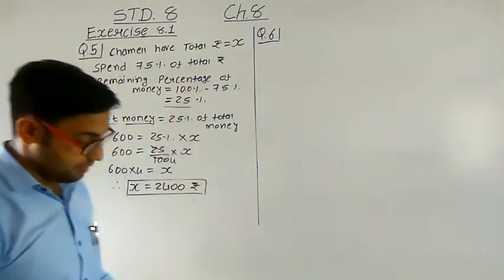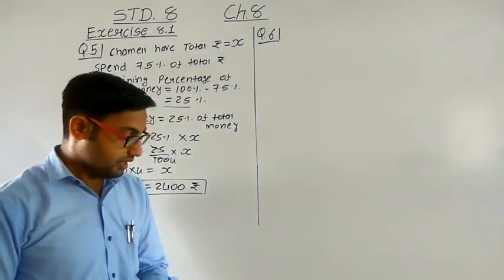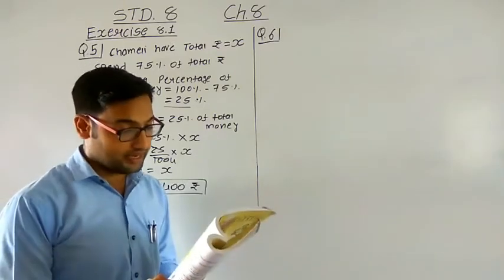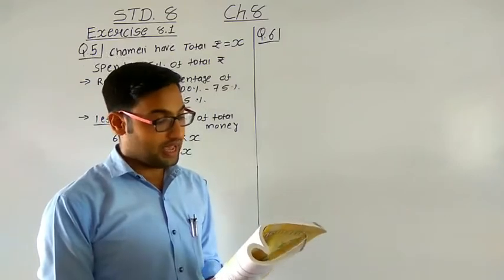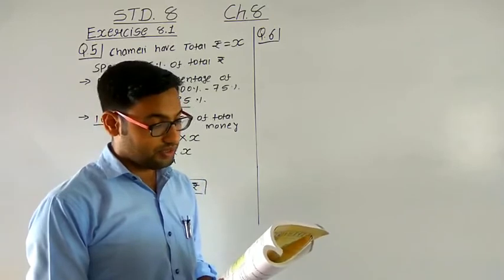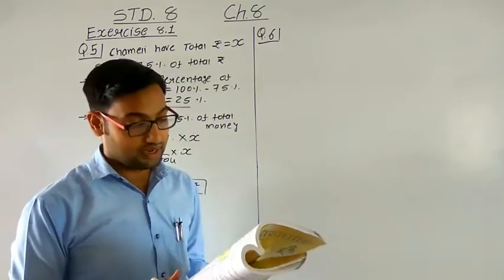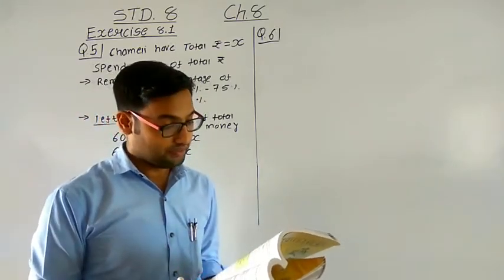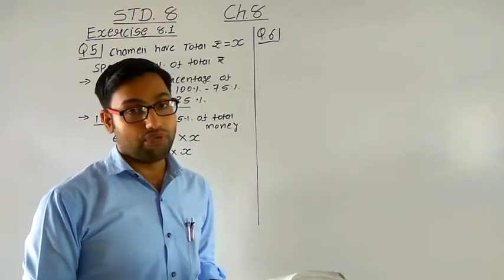Understand? Let us study question number 6. So question number 6 is: if 60% of people in a city like cricket, 30% like football, and the remaining like other games, then what percent of the total people like other games? First thing is that. After that, if the total number of people is 50 lakh, find the exact number who like each type of game.